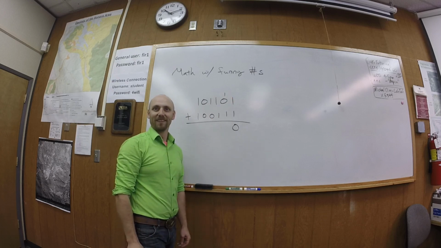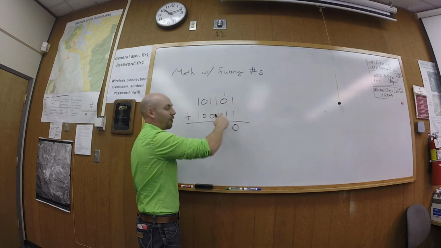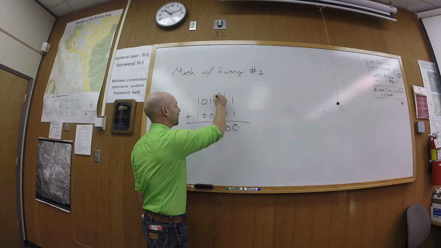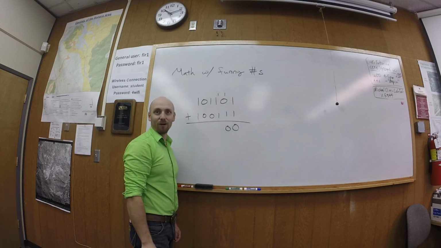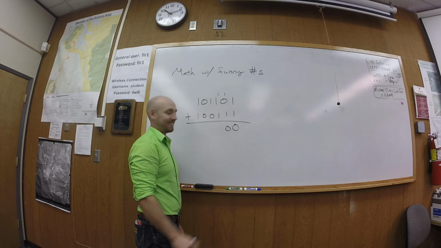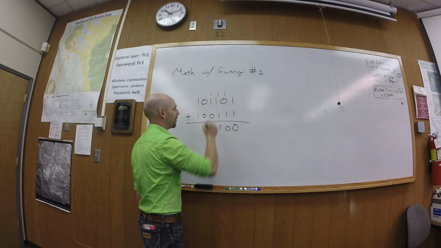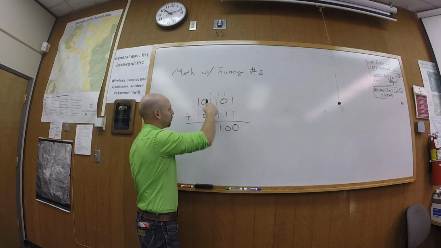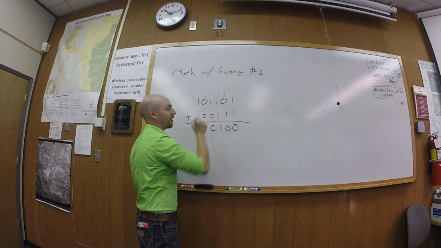Okay. Then you do 1 plus 1 is 10. So you put down a 0, put a 1. Uh-oh. 1 plus 1 plus 1 is 11. So there's a 1 at the bottom and a 1 at the top. That's 1 plus 1 is 10. So you put down a 0, you carry a 1.